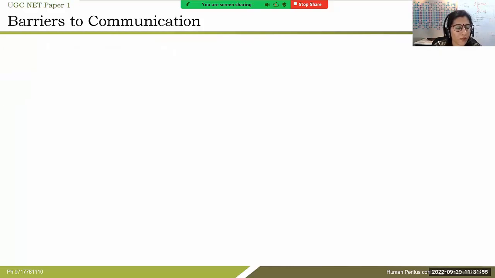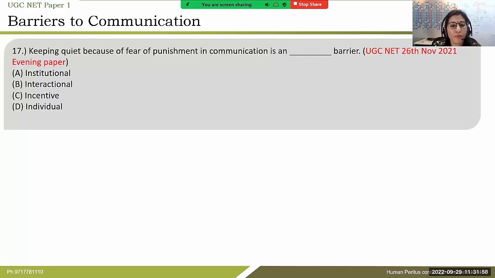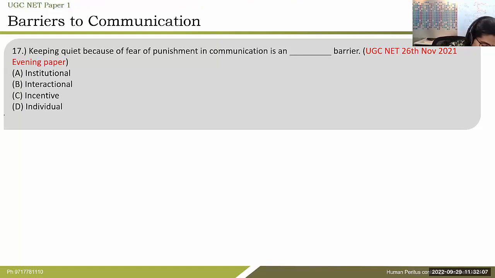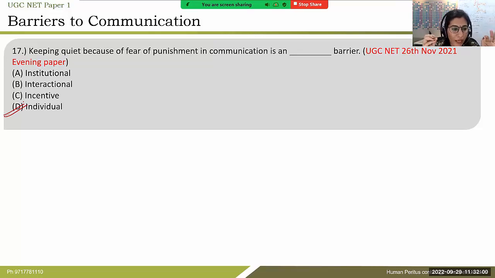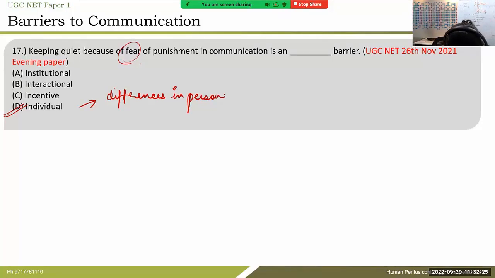All right. Next question. Keeping quiet because of fear of punishment in communication is a dash barrier. Institutional, interactional, incentive, individual. Very easy question. Individual is the kind of barrier which is related to fear. There are various kinds of physical barriers and psychological barriers, but various kinds of individual barriers are differences in personality. There are perceptual differences.